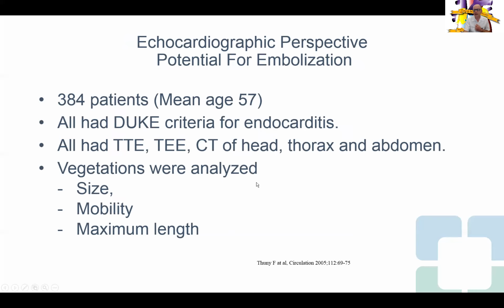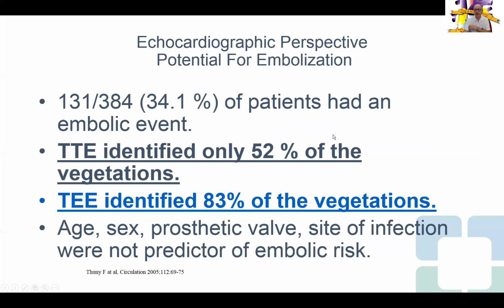This is a study from 15 years ago in Circulation, looking at almost 400 patients who all had confirmed Duke criteria for endocarditis, had a full transthoracic and transesophageal echo, CT of head, thorax, and abdomen, and they looked at the vegetation size, mobility, and maximum length. Again, you can see here embolization.